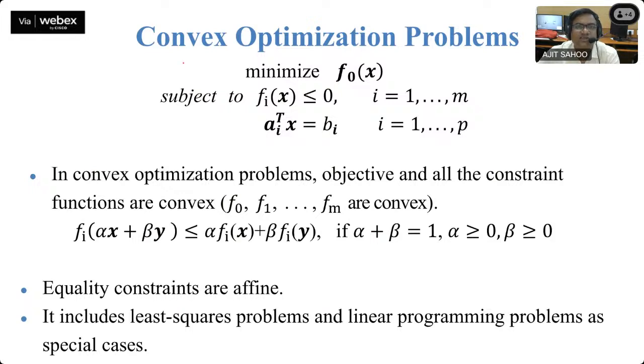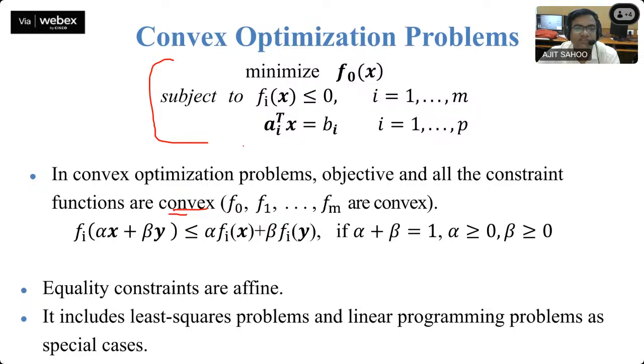The third one is the convex optimization problem. It is of the form: minimize f0(x), subject to fi(x) less than or equal to 0, and ai transpose x equal to bi. So the convex optimization problem is in this format. In a convex optimization problem, the objective and all the constraint functions are convex. We'll see what is the meaning of convex. But remember, whenever it is in this format, that is called a convex optimization problem.